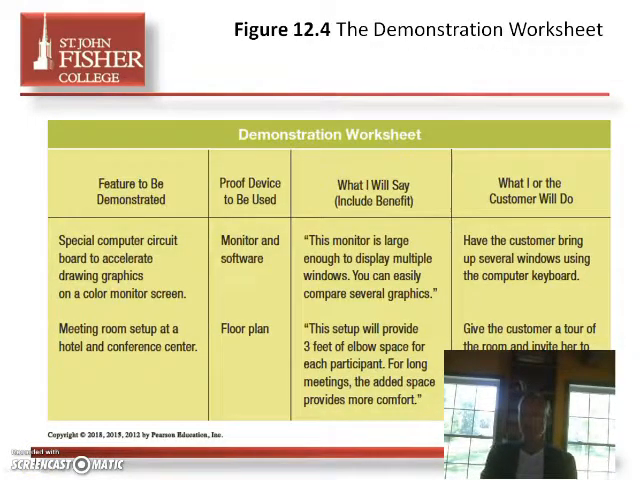So this next slide, the demonstration worksheet, I don't put a whole lot of faith in the demonstration worksheet, but what I really like is the way it says feature to be demonstrated, proof, and what will I say to include the benefit. One of the things that I've talked to you about in class, and that we really need to understand, is there is a major difference between a feature and a benefit. Oftentimes, presentations fall short, especially for new sales representatives with not a lot of experience, because they say feature after feature after feature.